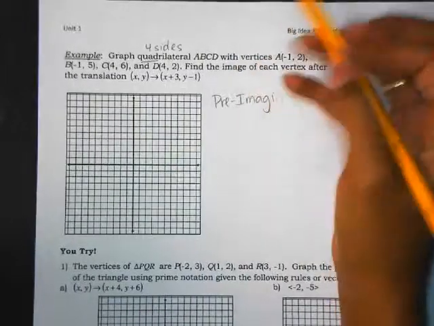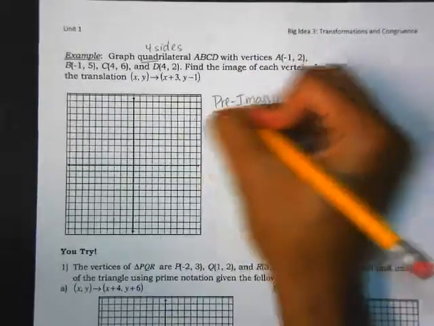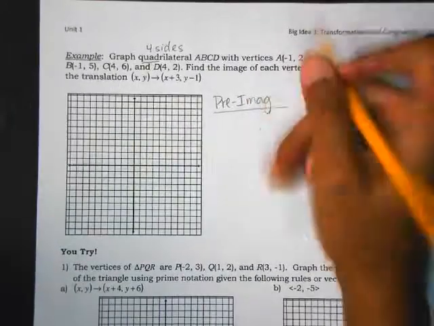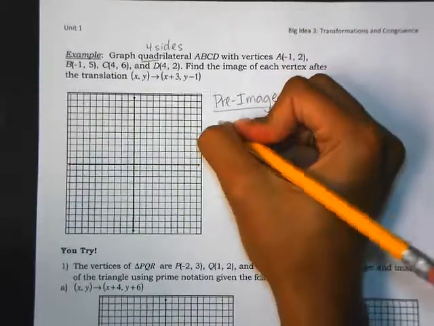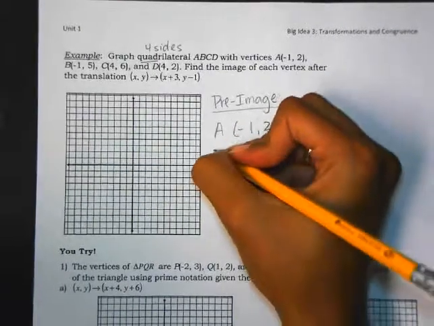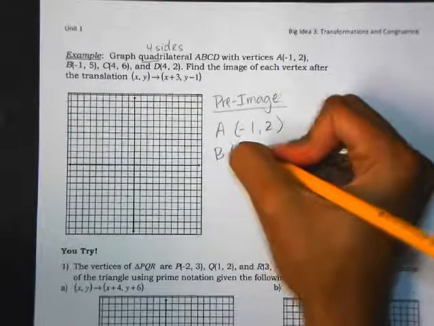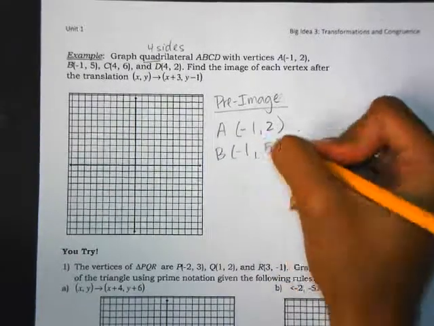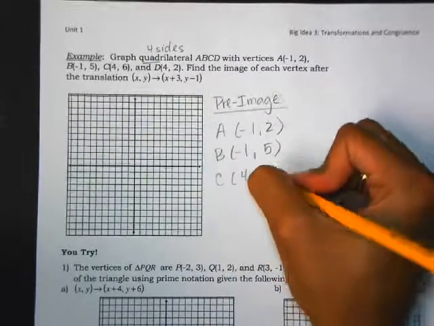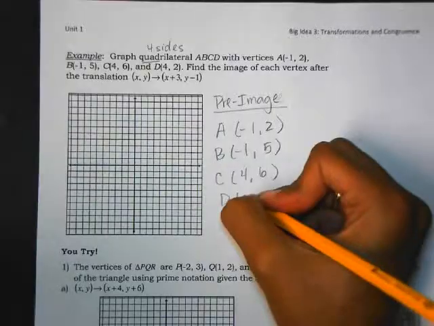Our A is at (-1, 2), B is at (-1, 5), C is at (4, 6), and D is at (4, 2). And I just copied them down from here.